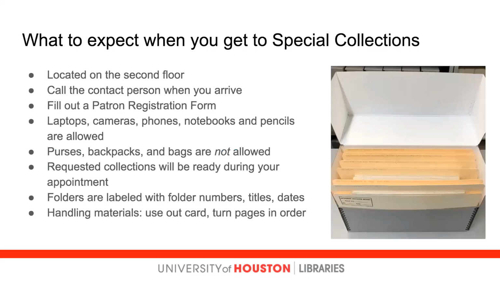So after you make an appointment, here's what to expect when you actually get into special collections. We are located on the 2nd floor of the main library by the red elevators. When you come into the library, you'll go straight back from the entrance up those circular staircases, and you'll find the entrance to special collections. When you make your appointment, you'll be given a phone number to contact one of the special collections staff members, and they will come and let you into the department. Our front door is locked while we are only open by appointments.